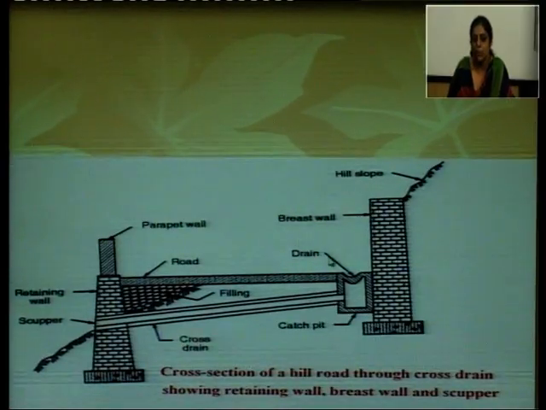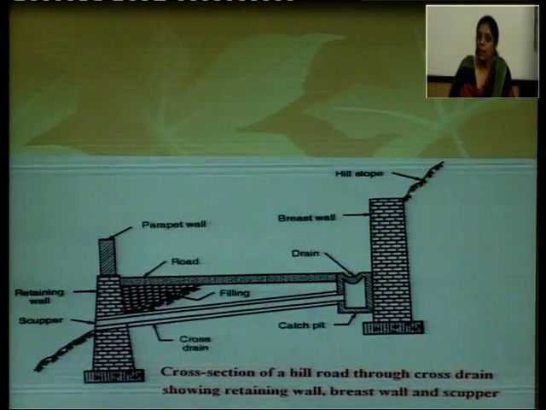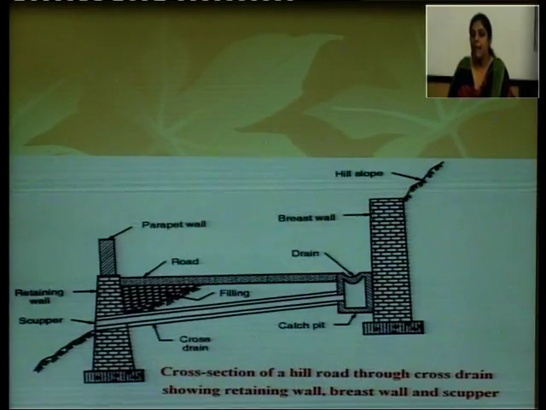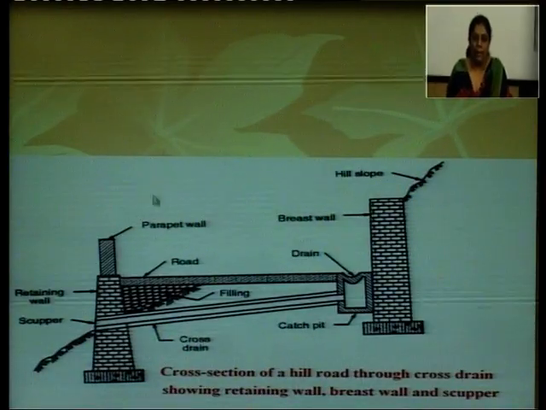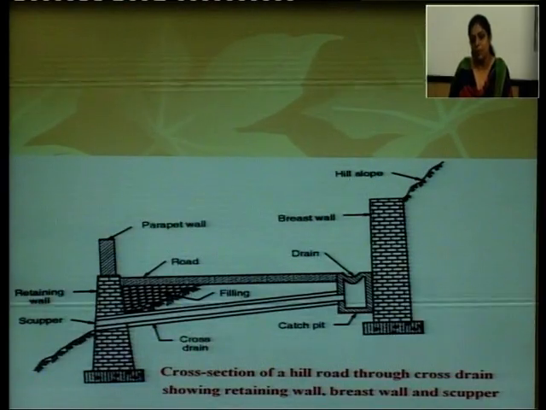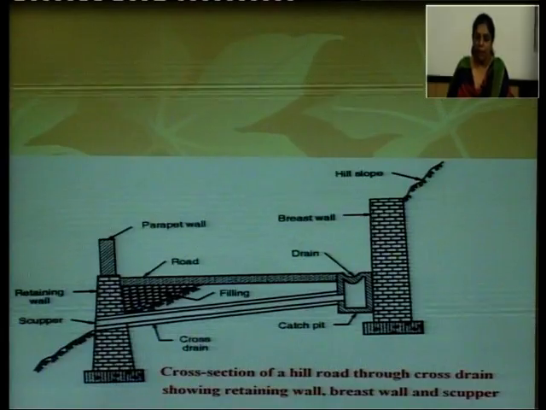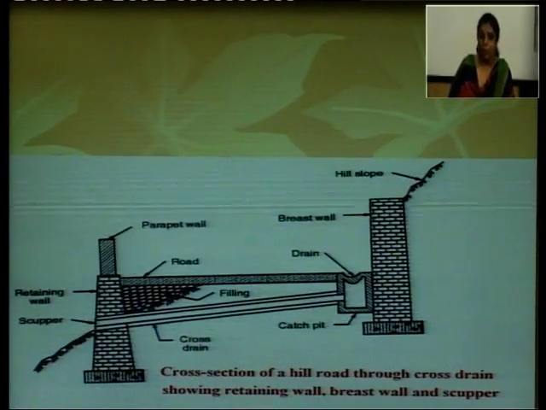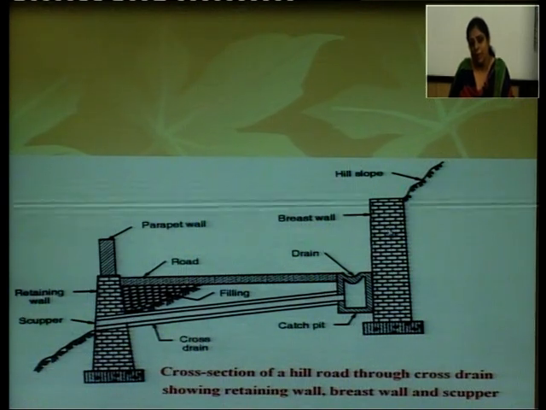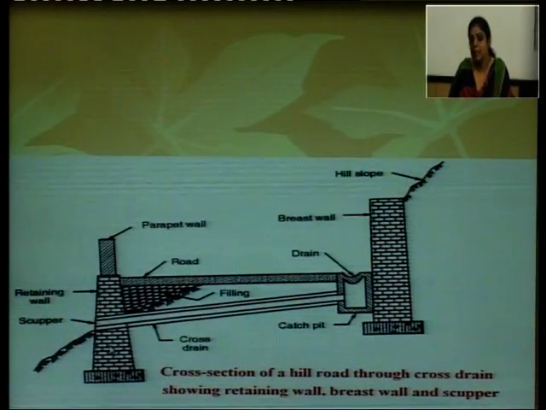down. So, the wall which retains the cutting side of the slope is called breast wall, and the wall that retains the filling part is called parapet wall, or is called retaining wall. And parapet wall is constructed to help the traffic and to stop the traffic from rolling down. So, these are three types of walls we have studied: one is breast wall, the other is retaining wall, and third is parapet wall.